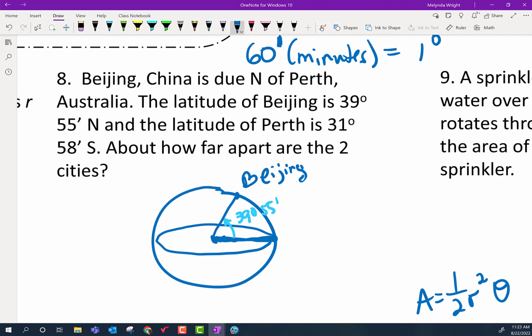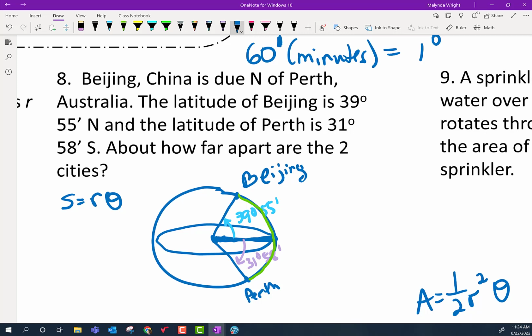Now let's go to Australia. So here's Perth, and that angle measure is 31 degrees, 58 minutes. We want to know how far apart they are, but it's not a straight line distance, is it? That's an arc length. That's what we want to know. So let's think about our formula. Arc length equals r theta.